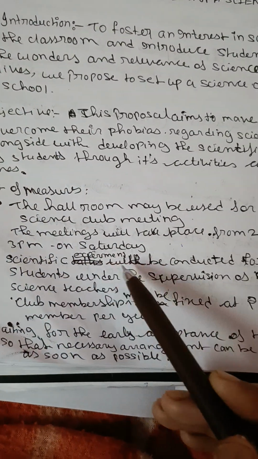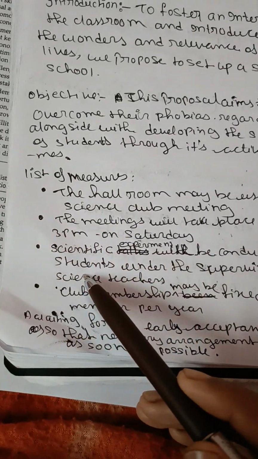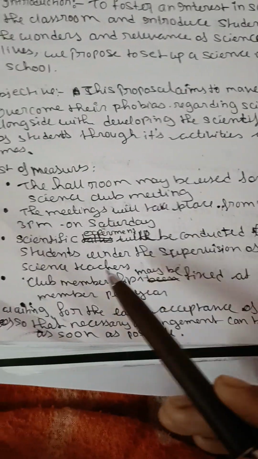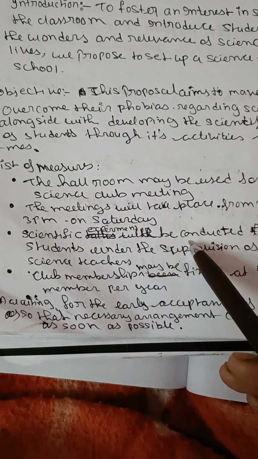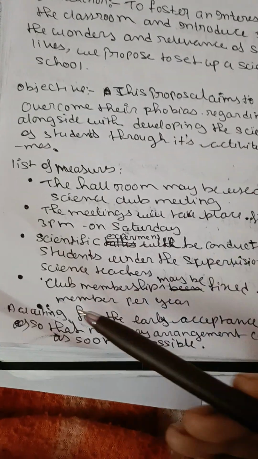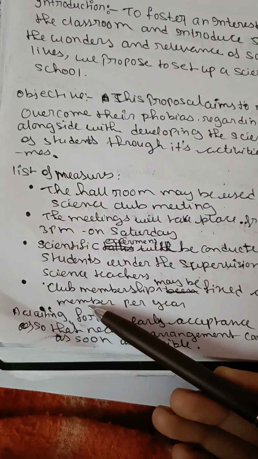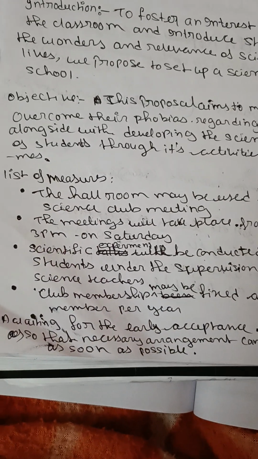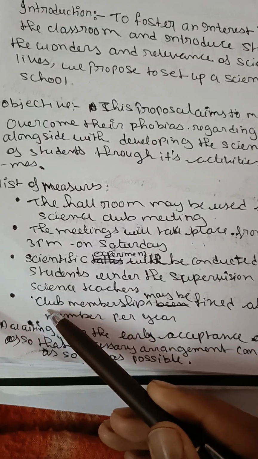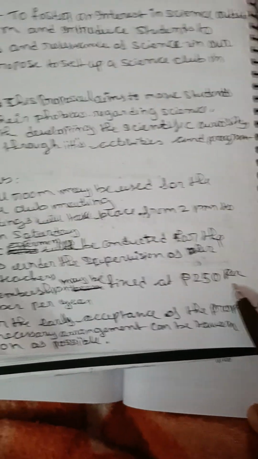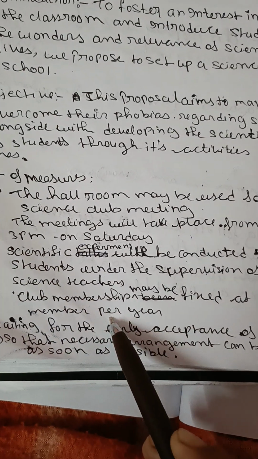Now scientific experiments will be conducted for the students under the supervision of science teachers. Now this one will be what, like what will happen. This answers what. Now we can add budgetary needs as well, or we can just answer one more W question, but I have written here: club membership may be fixed at rupees 250 per member per year.